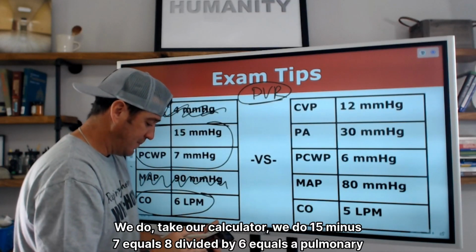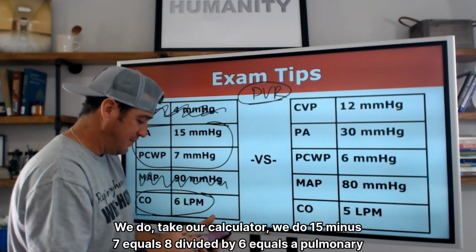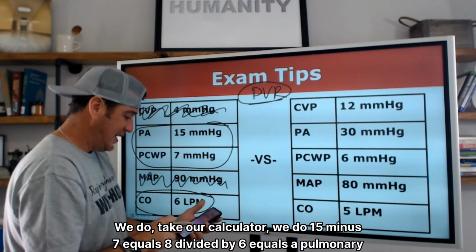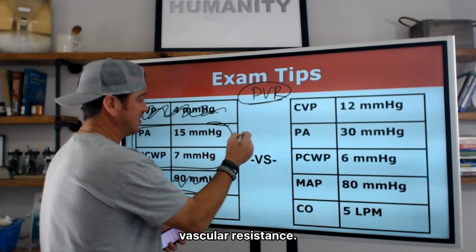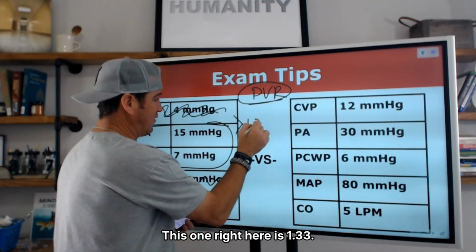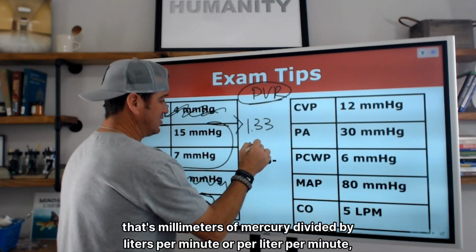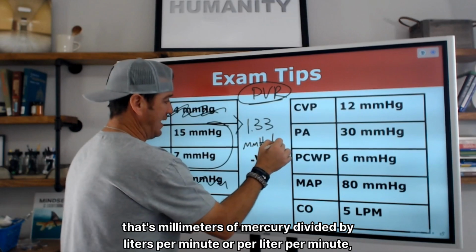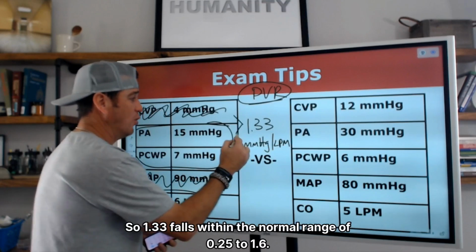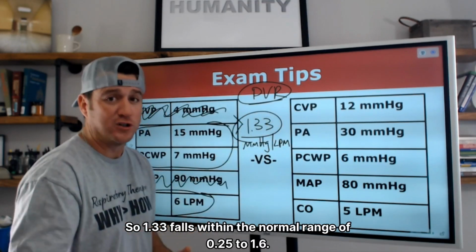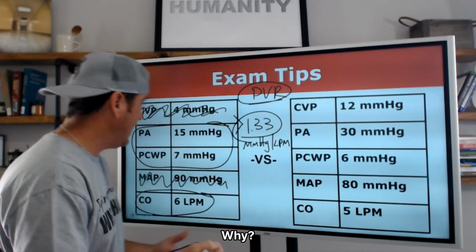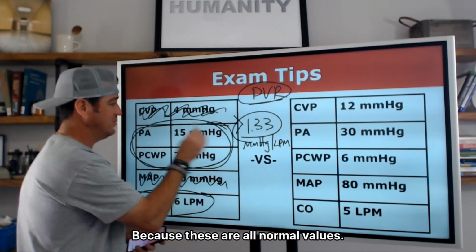So again, let's see this. We take our calculator, we do 15 minus 7 equals 8 divided by 6 equals a pulmonary vascular resistance. This one right here is 1.33. And remember, that's millimeters of mercury per liter per minute. Okay. So 1.33 falls within the normal range of 0.25 to 1.6. Why? Because these are all normal values.